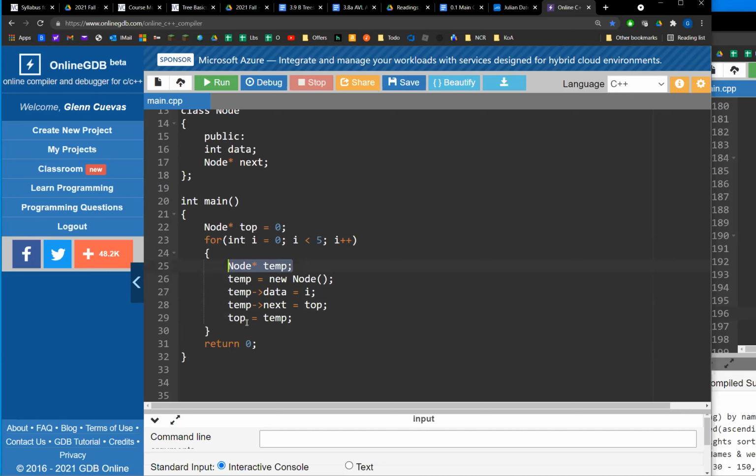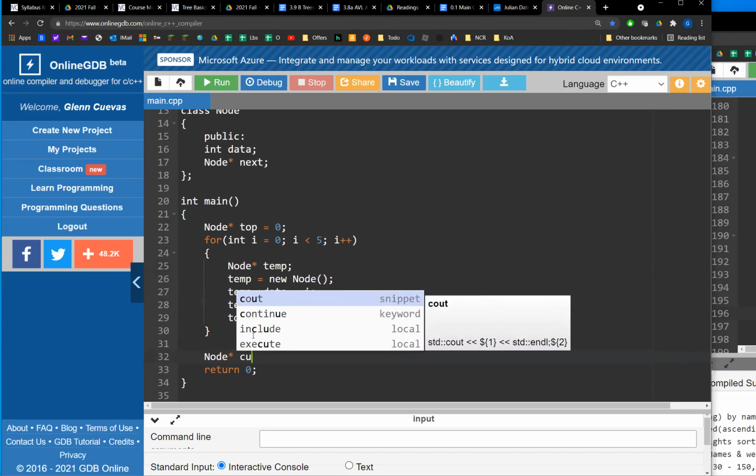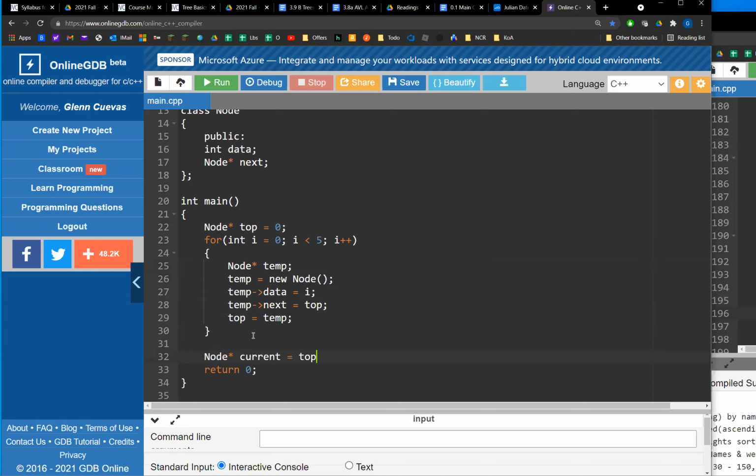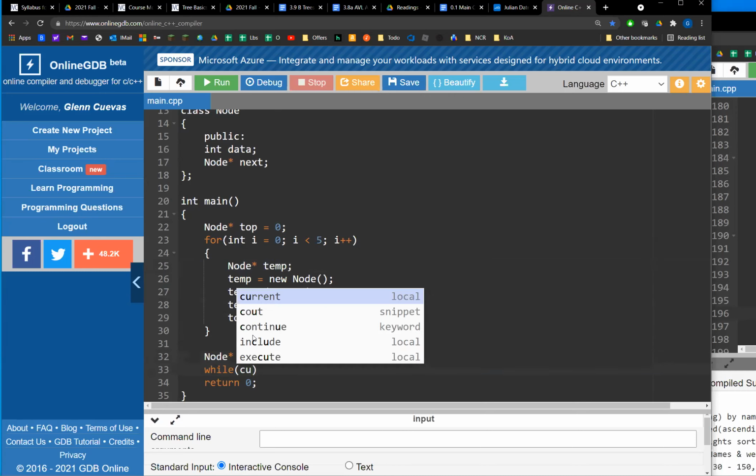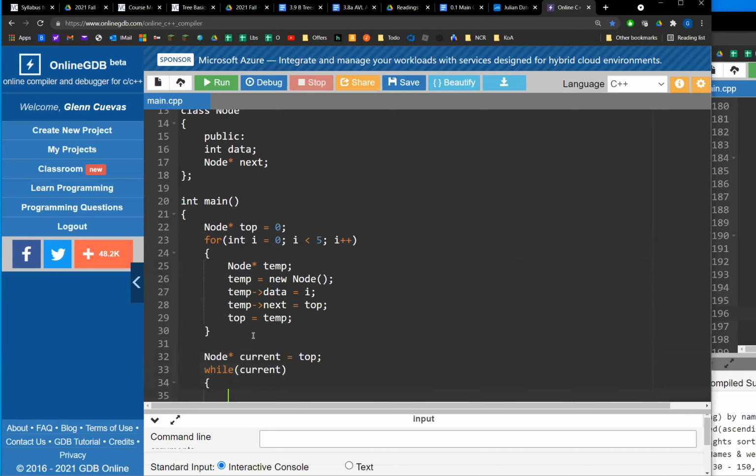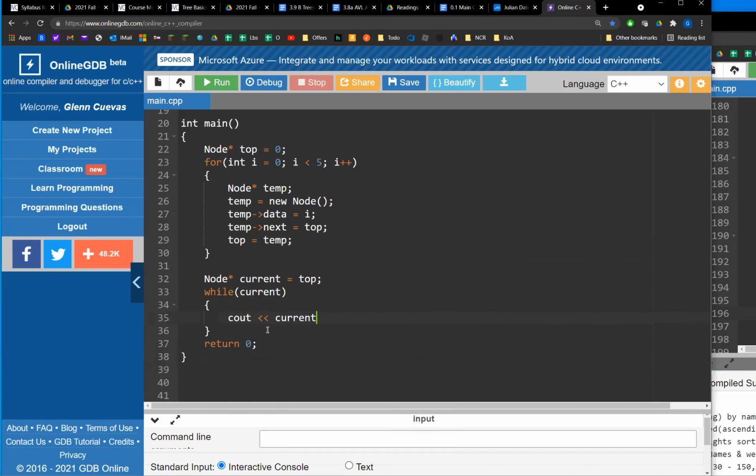All right, so let me just go ahead and do a print loop here. Node star current equals top. While current, print out the current data. I think I called it data, right? Yes, data. Some white space and current. Get my arrow there. Current equals current next. All right.